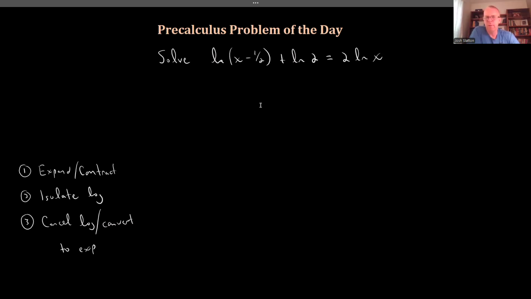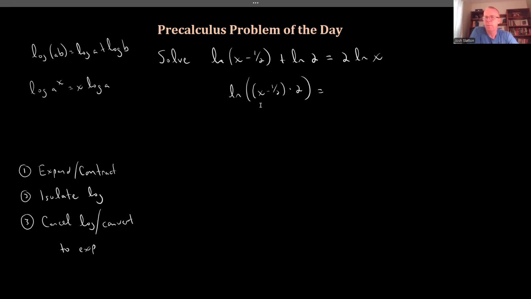So expand or contract, obviously we're going to contract here. So we're going to use those properties that we talked about before. So log of a times b equals log of a plus log of b, or ln in this case. And then we're also going to use log of a to the x equals x times log of a, or in this case, x to the a. So we have the multiplication here. So this is ln of x minus 1 half times 2. And then we're going to bring this up as an exponent. So this will equal ln of x squared.